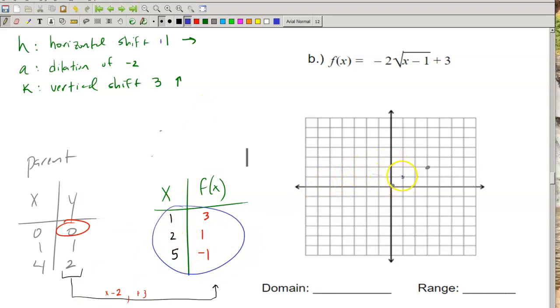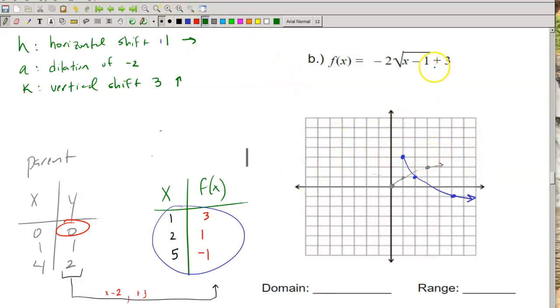and here are my new 3 points. So 1, 3, that's right here, 2, 1, and 5, -1. There it is. So this is my new graph. It's opening downward like this. Whereas my parent function, the normal function, just kind of looks like that, which we're not obviously graphing here. We're looking at the blue function, and that starts at 1, 3 and opens down. So there's my graph. Now what's the domain?